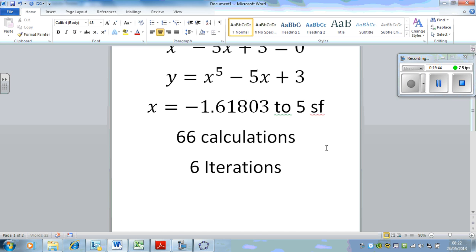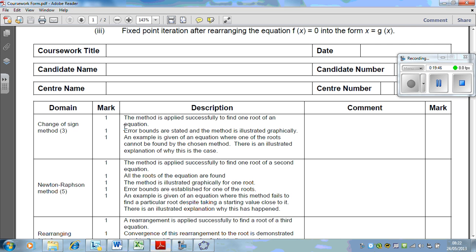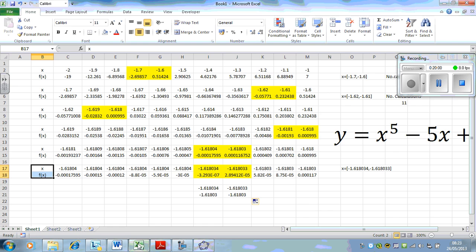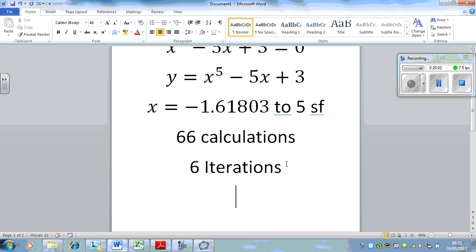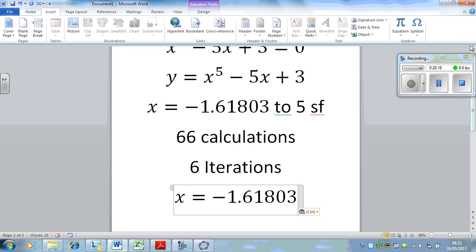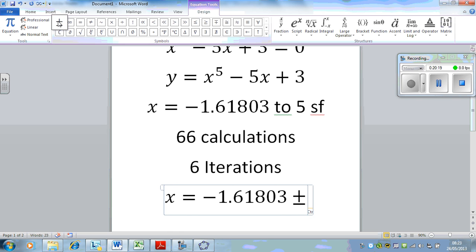Now, we also need to create, because if we look at what it says there, error bounds are stated and the method is illustrated graphically. Where it says illustrated graphically, it means you need to explain the method using this graph in your report. Where it means error bounds, well, our solution is minus 1.61803 to 5 decimal places. Now, what that means is our error bounds are going to be like this. How we'd write our error bounds, we'd have plus or minus, because basically it could be plus or minus.